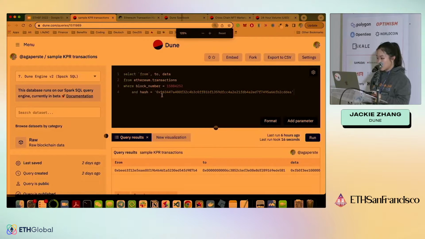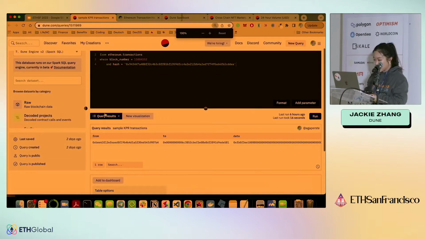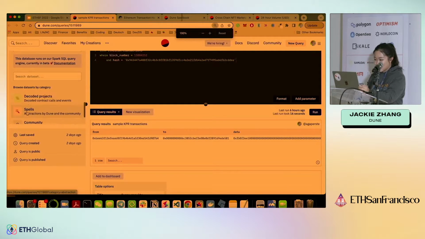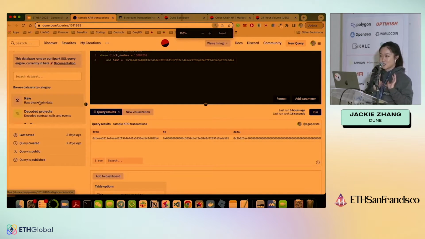Okay, so here, remember I was talking about the three types of data. Actually, let me minimize it one more time. On the left-hand side, you can see that we have the raw tables, the decoded projects, and the spells. The raw tables are just transactions, traces, and logs.